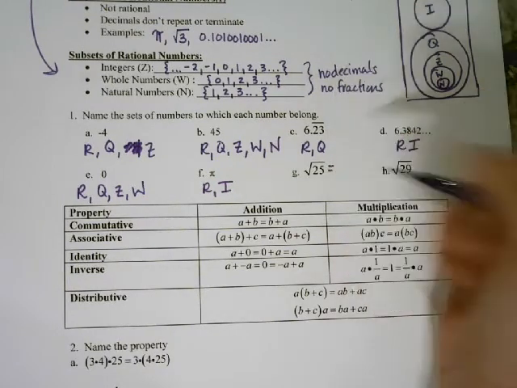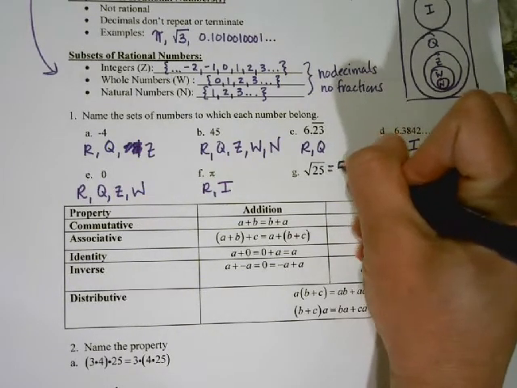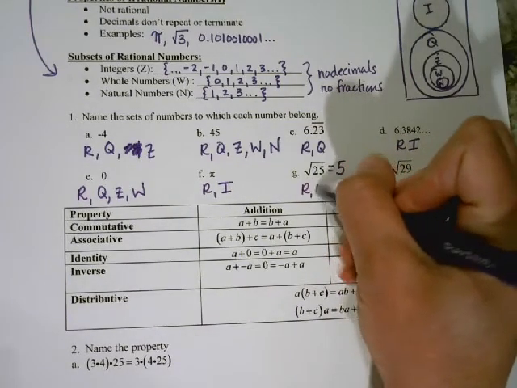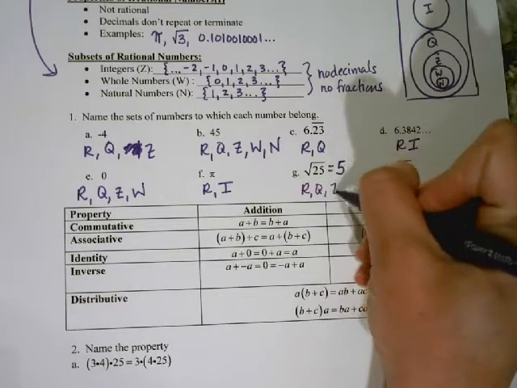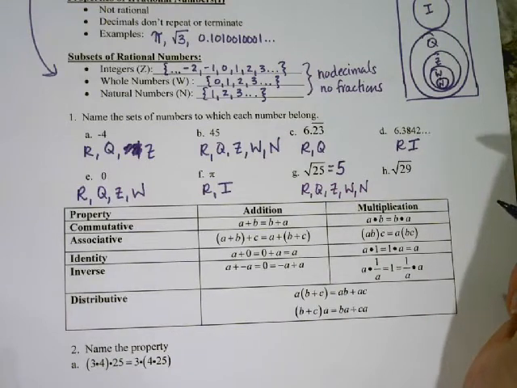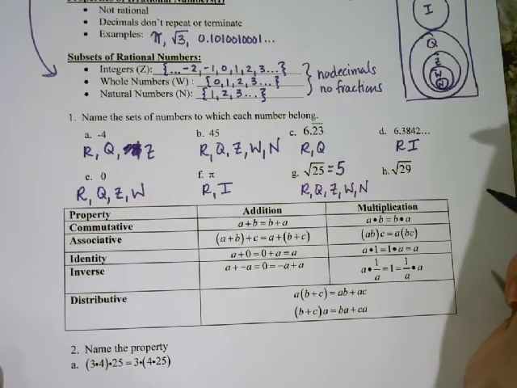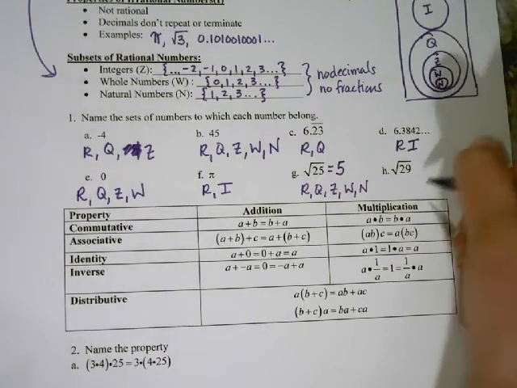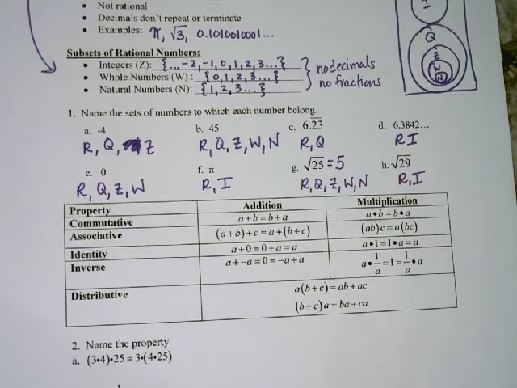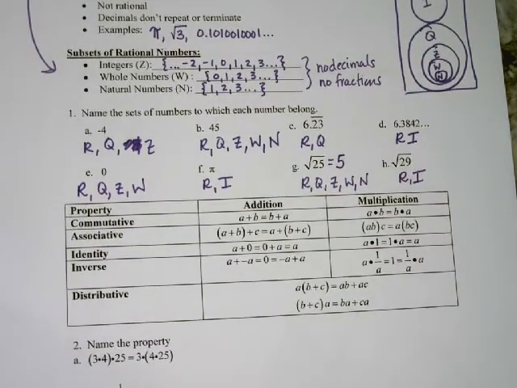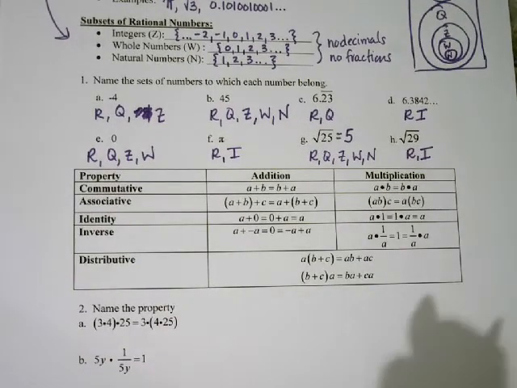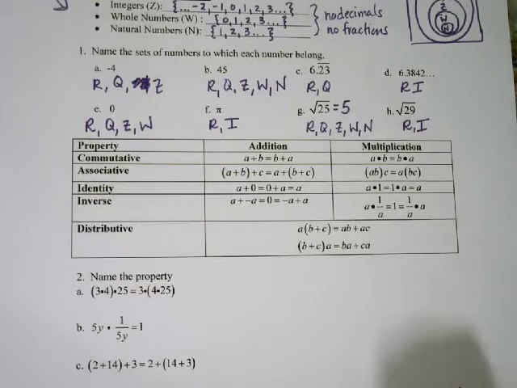Letter G, the square root of 25. Go ahead and simplify that. And now we're going to classify 5. He's real, rational, integer, whole, natural. And last one, the square root of 29. That's not one that I know. So this guy is real and irrational. All right, so those were the number sets. Now we're going to deal with properties of them.